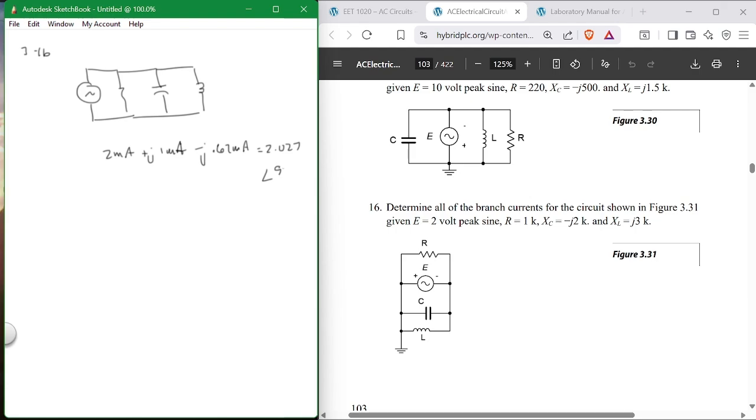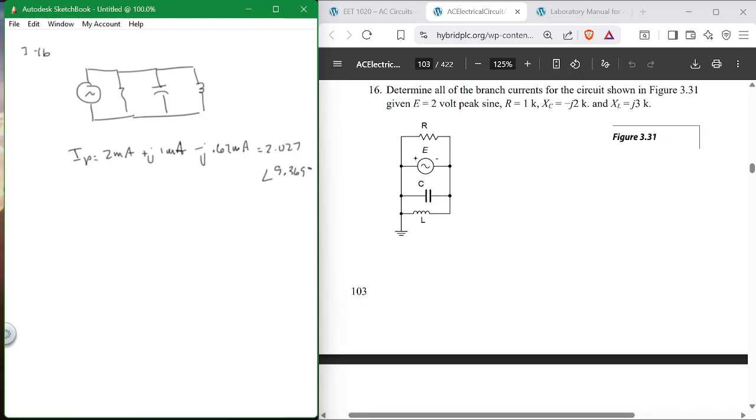2.027 at angle 9.369 degrees. So that is my I peak. Not peak to peak, because they gave you the starting point. How they give you the starting point is how you answer the question. So it's 2 volts peak. So now you've got this. Any questions about number 16?